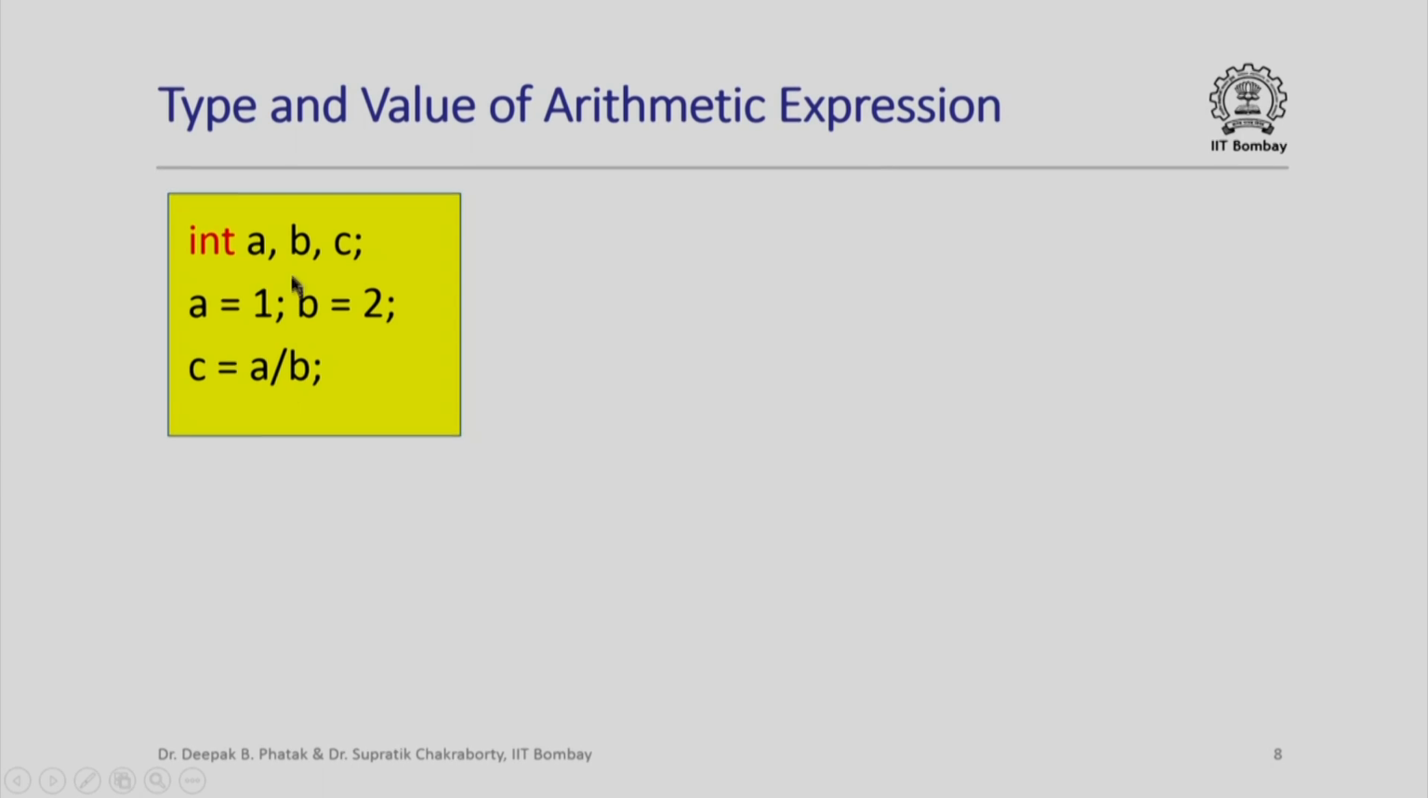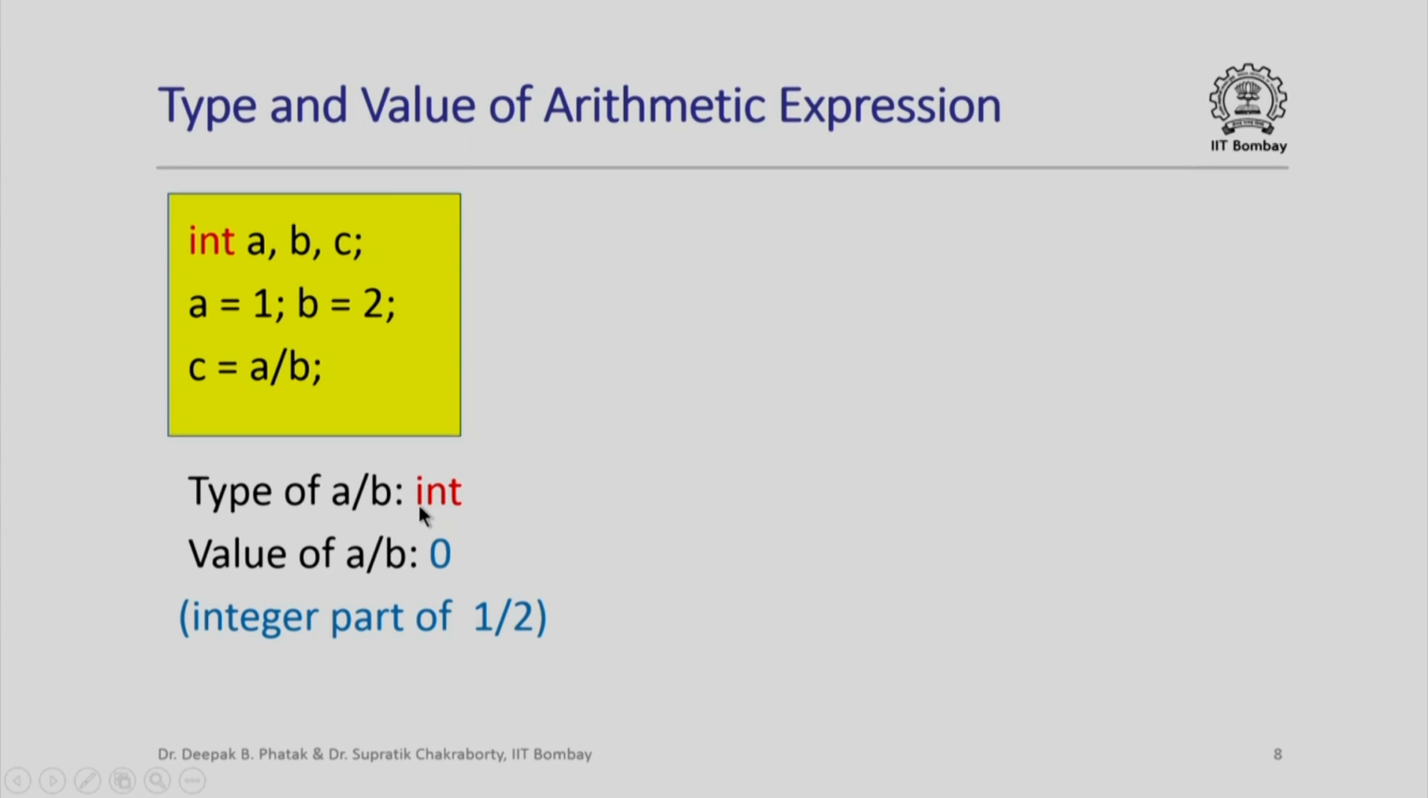So now if I look at this simple C++ code fragment, here I have three integer variables a, b and c. I have assigned the integer constant 1 to a, assigned the integer constant 2 to b, and I have assigned the value of a divided by b to c. Now the type of a divided by b will be the type which is at least as expressive as the types of operands. Here both the operands are int, so the type of a divided by b is going to be int, and therefore the value of a divided by b that is computed here is going to be an integer value. Since a is 1 and b is 2, 1 divided by 2 has an integral part which is 0, so the value of a divided by b will just be the integer part of 1 over 2, that is 0.